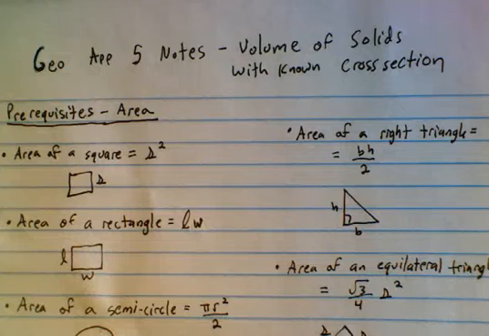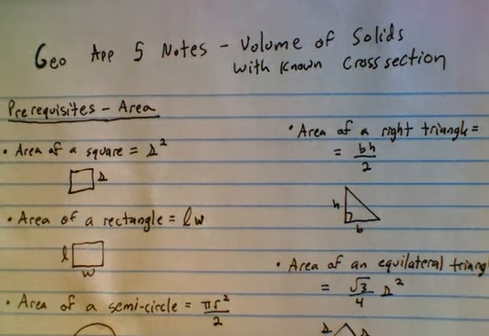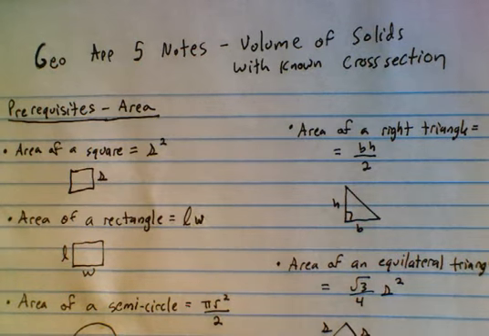Please title these notes Geometric Applications 5 Notes, Volumes of Solids with Known Cross-Section. So there are a couple of prerequisites that you should write down. By the end of this lesson, we should be able to find the volume of solids with a known cross-section.